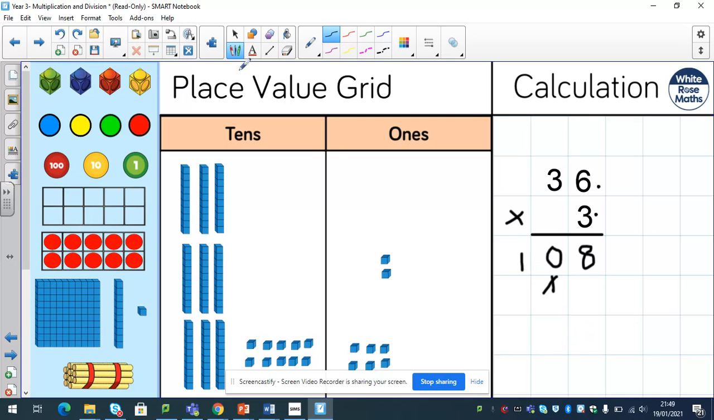Okay, so just to go through that again, starting with our ones column, 6 times 3 is 18. So we've got our 8 and our 10 carried into our tens column. Next column, 3 times 3 is 9, but then we have to add our carry on, so 9 add 1 is 10. 0 goes in that column, and my 1 goes into my hundreds column, giving me 108.